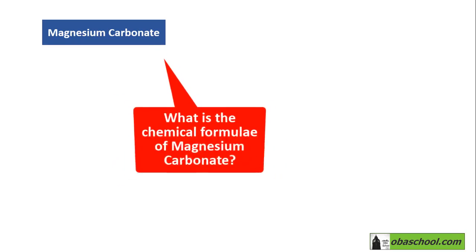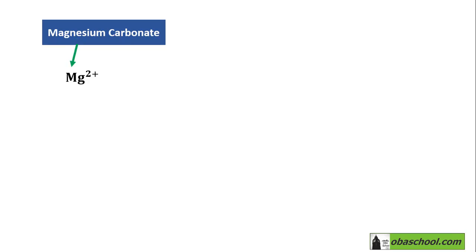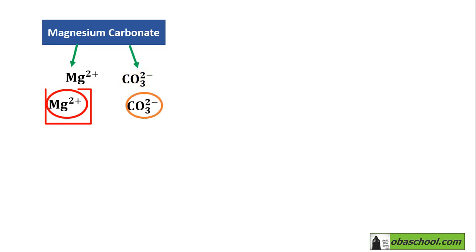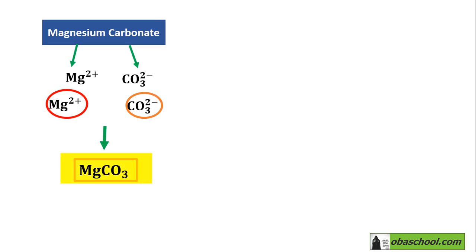What is the chemical formula of magnesium carbonate? Again, magnesium is in group 2. It will always give the ion Mg2+, and we know carbonate is CO3 2-. If we calculate the charges, the plus 2 will cancel with the minus 2 and give us a total charge of 0. So the chemical formula of magnesium carbonate is MgCO3.